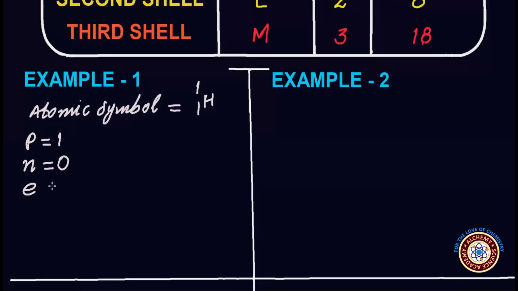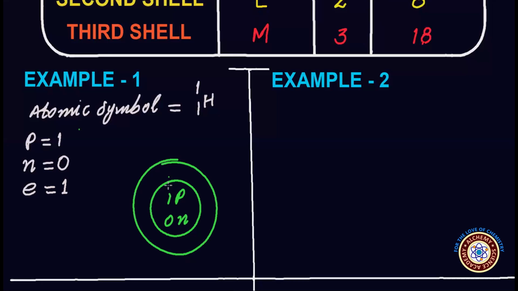So there is only 1 electron revolving in the first shell of a hydrogen atom. So this is the atomic composition of a hydrogen atom. Now in order to draw its structure, firstly we have to draw its nucleus. So this is the nucleus of the hydrogen atom, and it has 1 proton and no neutron, that is 0 neutrons, and there is 1 electron revolving in its shell, which is the K shell, the only shell for the hydrogen atom. This is the atomic structure of the hydrogen atom.